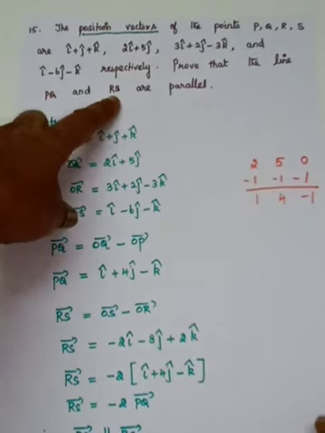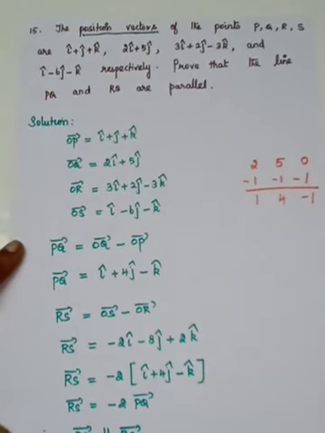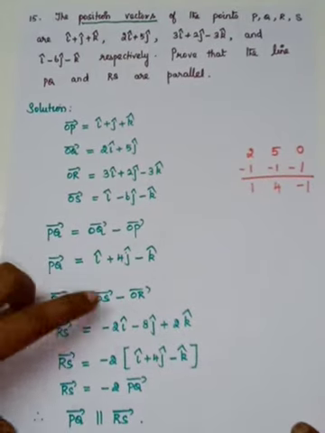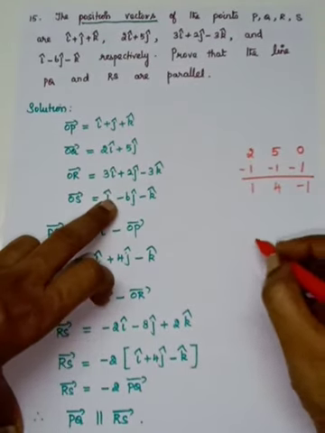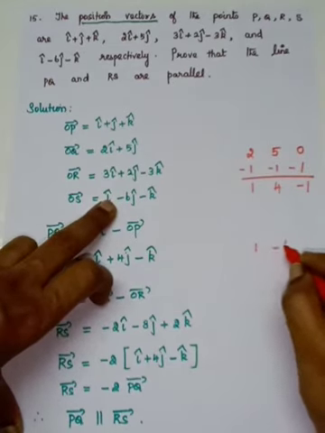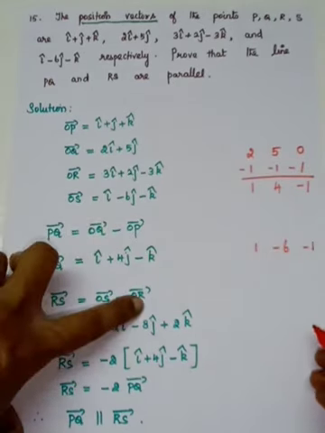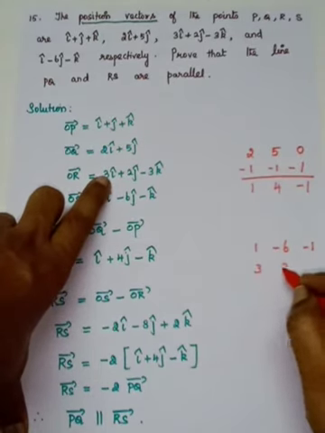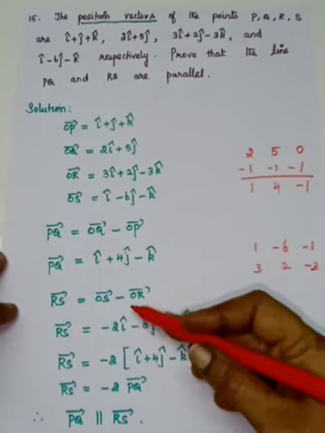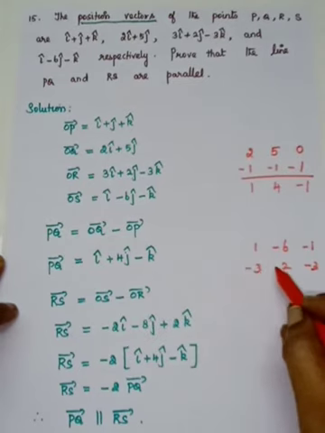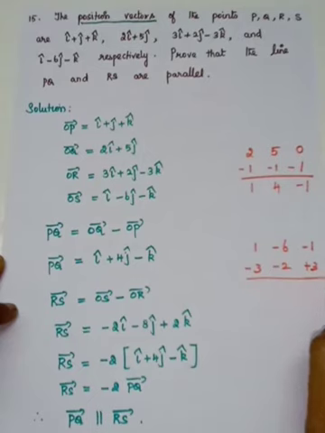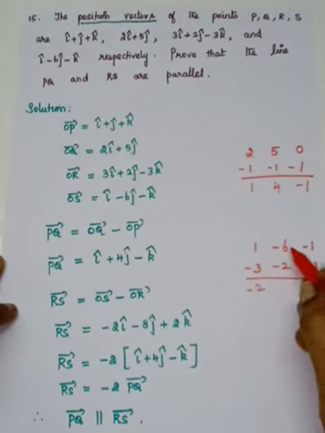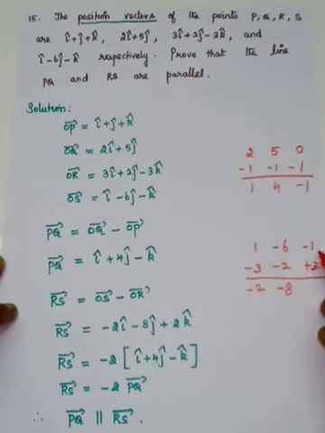Next, which vector is needed? RS vector. So RS vector can be written as OS vector minus OR vector. So OS, what is the coefficient? It is 1, minus 6 and minus 1. I have written. OR, so it is 3, 2, minus 3. Okay, and here in between subtraction, so you have to change the sign of the second vector. So this will become plus. So what is 1 minus 3? That is minus 2. Minus 6 minus 2 is minus 8. And minus 1 plus 3 is 2. So here I have written minus 2i cap, minus 8j cap, plus 2k cap. So PQ vector and RS vector we have found.